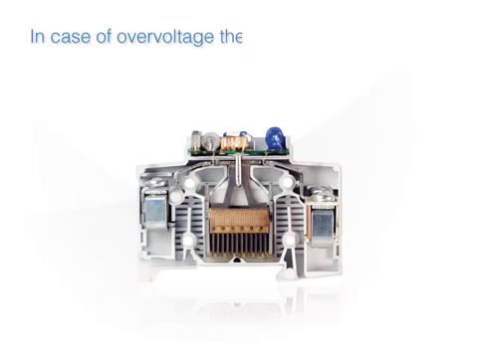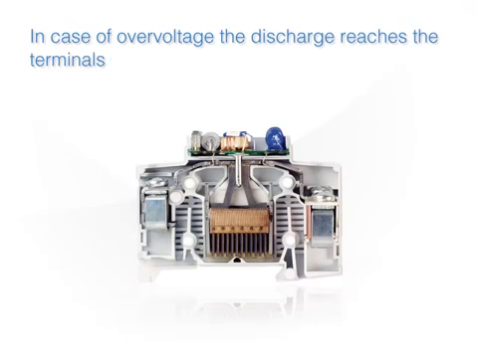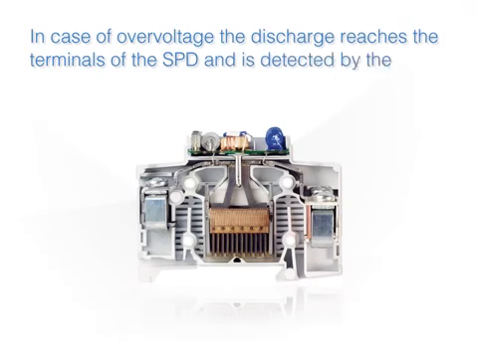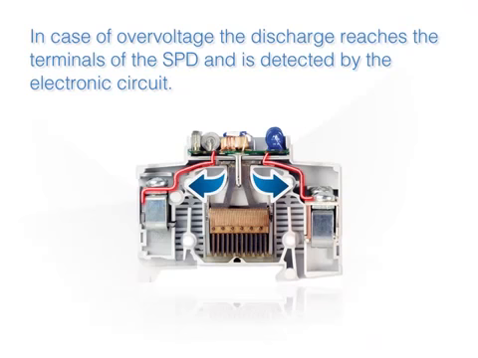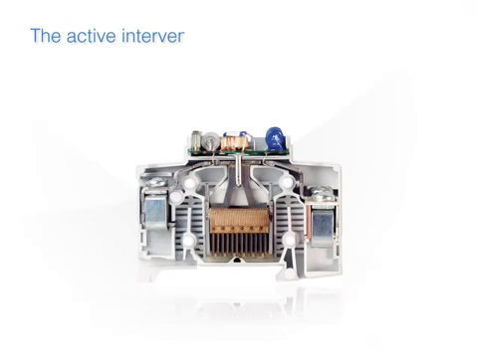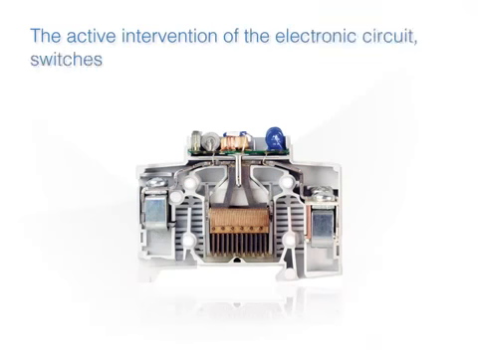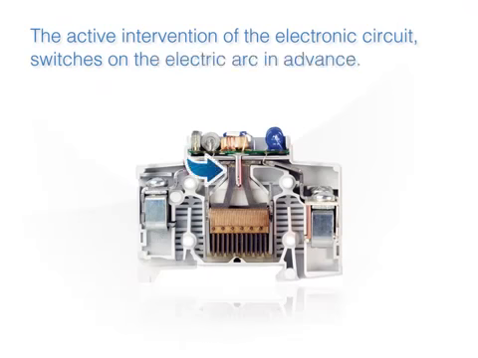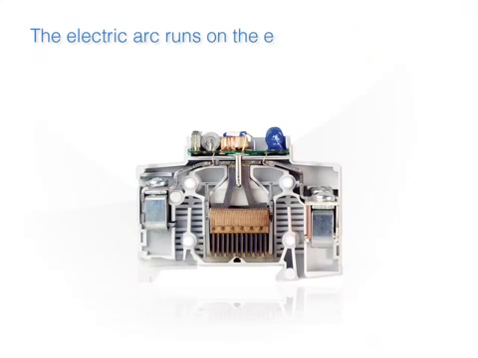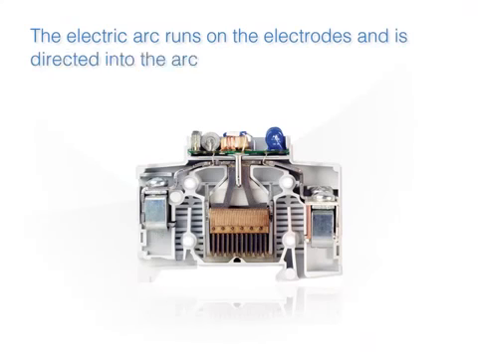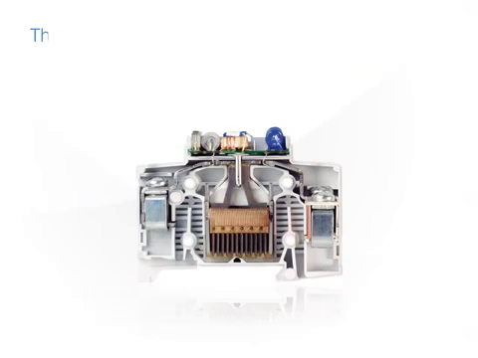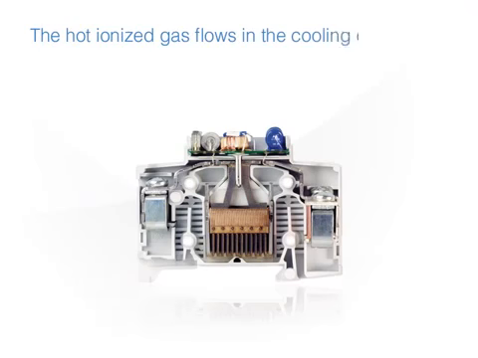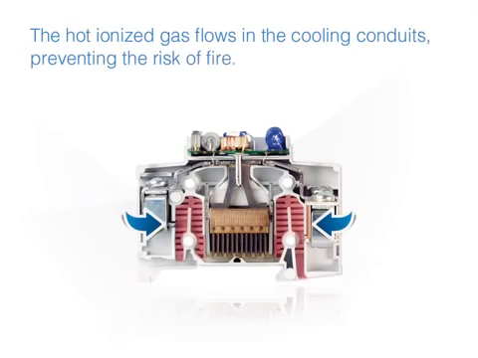In case of overvoltage, the discharge reaches the terminals of the SPD and is detected by the electronic circuit. The active intervention of the electronic circuit switches on the electric arc in advance. The electric arc runs on the electrodes and is directed into the arc extinction chamber. The hot ionized gas flows in the cooling conduits, preventing the risk of fire.